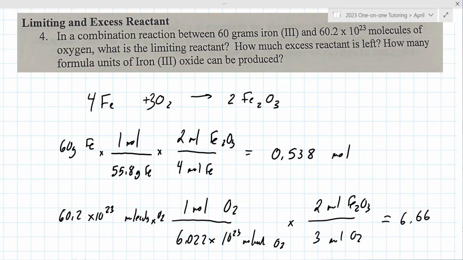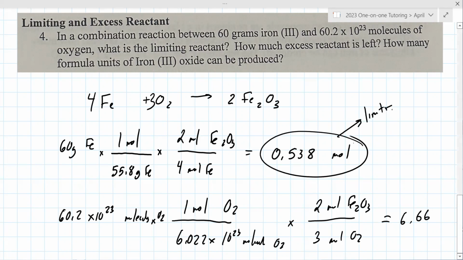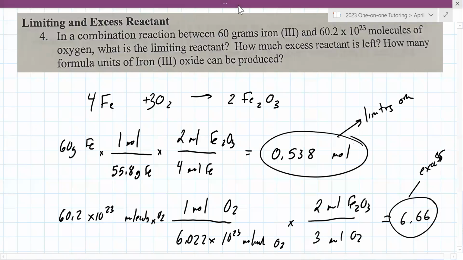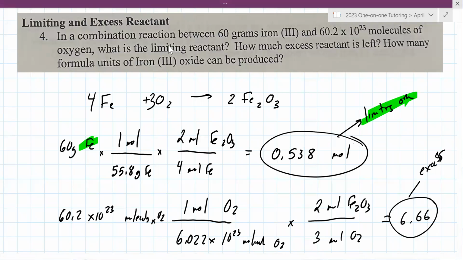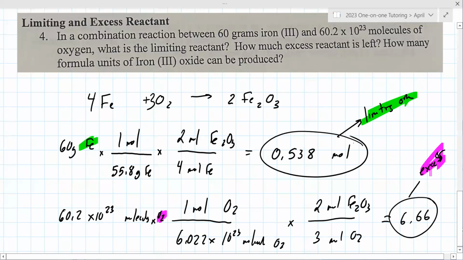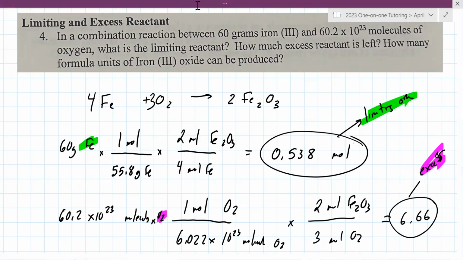Did you get like 6.66? Okay, so here's what you should be looking at. You're looking for the smaller one. The smaller one tells you the limiting one. The reason it's limiting is because you can't make as much as you would with the other one. So the other one is now considered in excess. It's not that these numbers are in excess. They tell you that the iron is the limiting one, and the O2 is the excess. Like you've got too much O2 or not enough iron in that scenario.